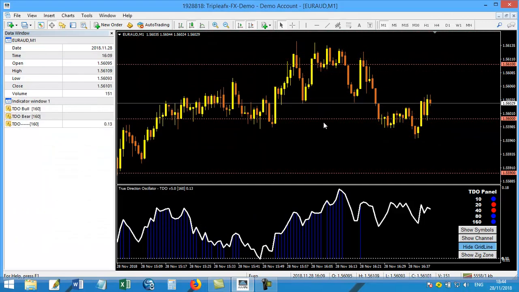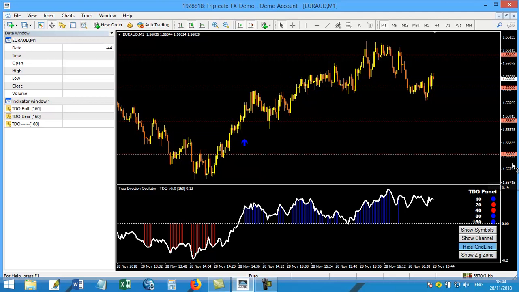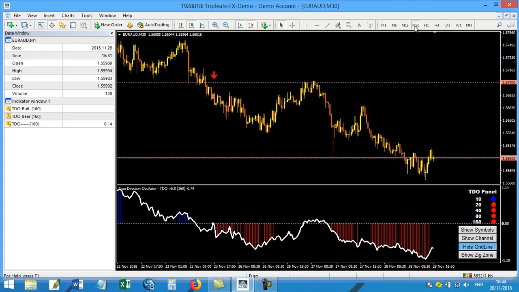When you give the order to the True Direction Oscillator to draw its grid over a lower time frame, like the 1 minute, the grid will be drawn every 100 points only. So as you can see here, it reads 1.558, then 1.559, 1.560. So it is drawn every 100 points only. But when you jump into a higher time frame, just 30 minutes like this, the grid will be drawn every 1,000 points, every 1,000 points.